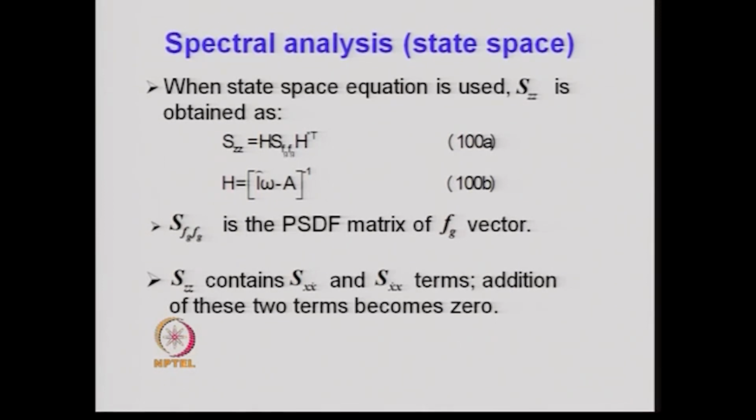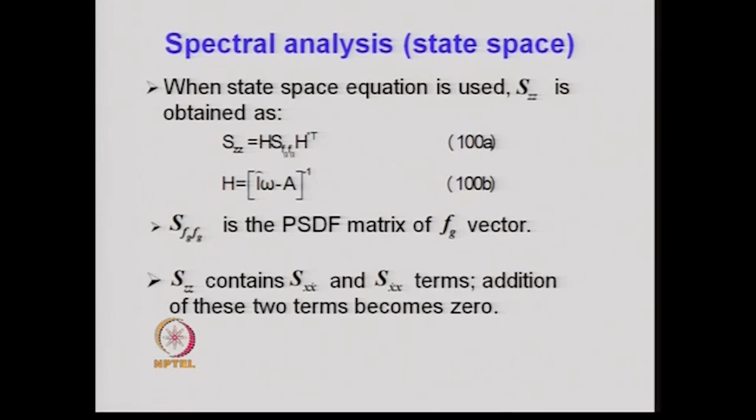A is of dimension 2n by 2n, z is of dimension 2n into 1, and fg also is a vector of 2n by 1. The first n values are zeros, and the second set of n values are R x double dot g, that I will show you later.